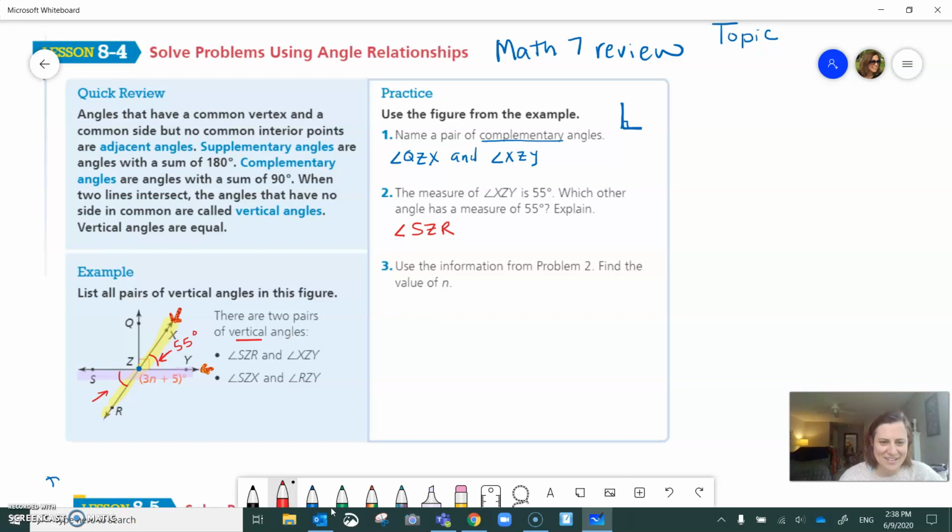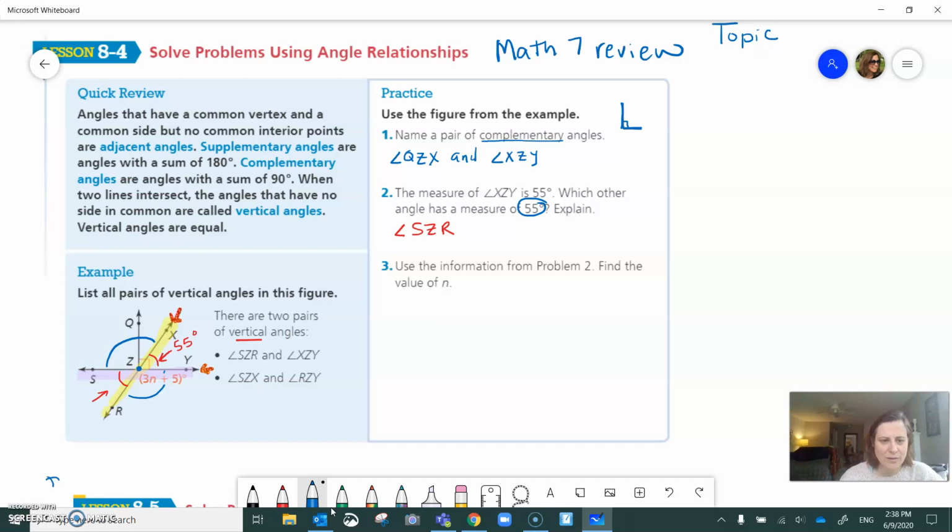And then they did list another one. SZR and XYZ, SZX, oh yeah, that works too. SZX is made up of the purple and the yellow ray, and then this guy also is made up of the purple and the yellow ray. But they're not both 55 degrees. The 55-degree ones are definitely these two. Use the information from problem 2 to find the value of n.